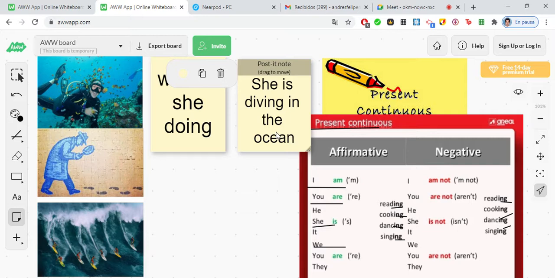It's an action that is happening. She's diving in the ocean, okay? I am describing something at the moment, something in this moment that is happening. What is she doing? She's diving.